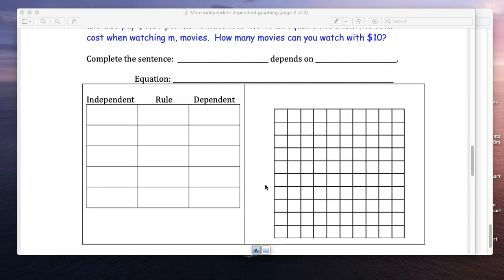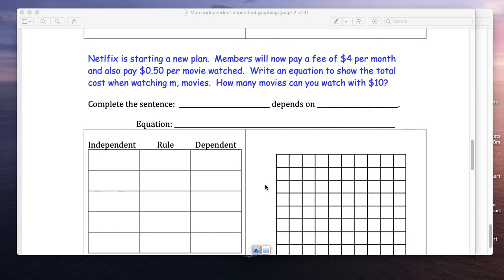Last one, really. Okay, Netflix. Yeah, they just raised prices. Netflix is starting a new plan. Members will now pay a fee of $4 per month and also pay $50 per movie watched. Write an equation to show the total cost when watching M movies. How many movies can you watch with $10?